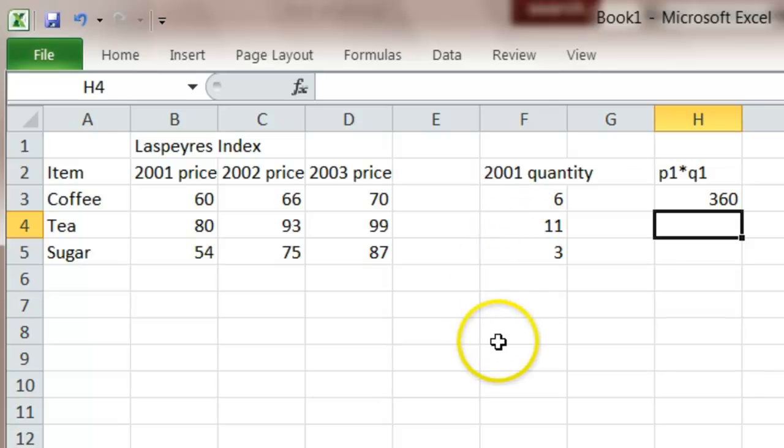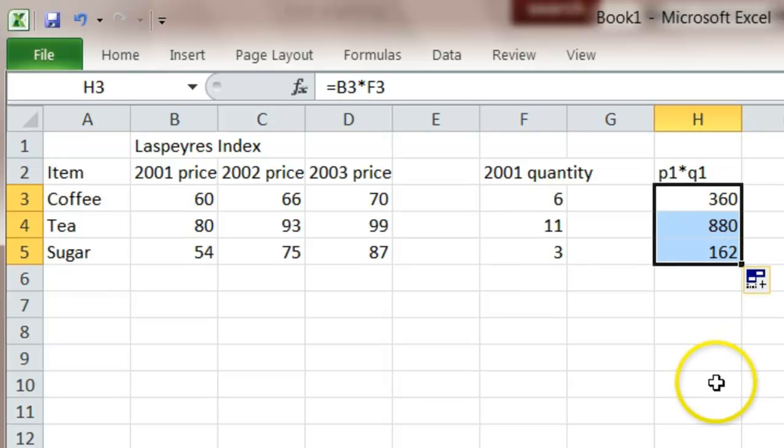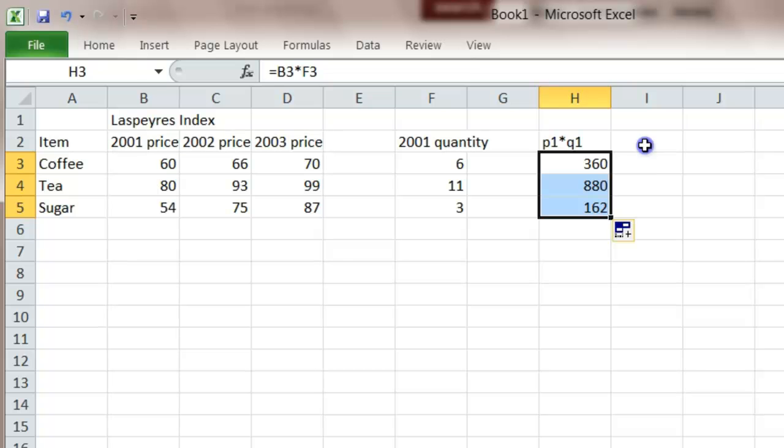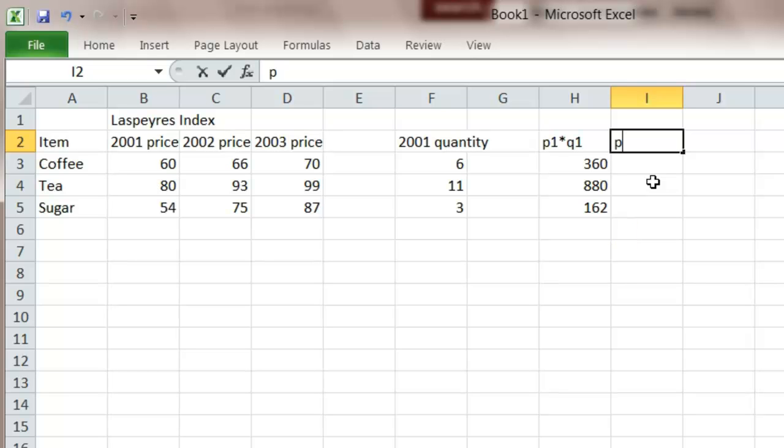So the coffee then would have come to 360 pence, and I can click and drag this for the other items. And I work out the same idea for 2002 prices based on the quantities in 2001. So I'm now doing prices in 2002 times the original quantities, and I'll just set the next one up as well. We're going to do the prices in 2003 times the original quantities.